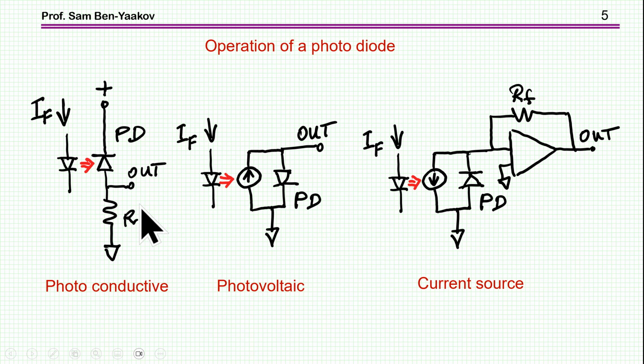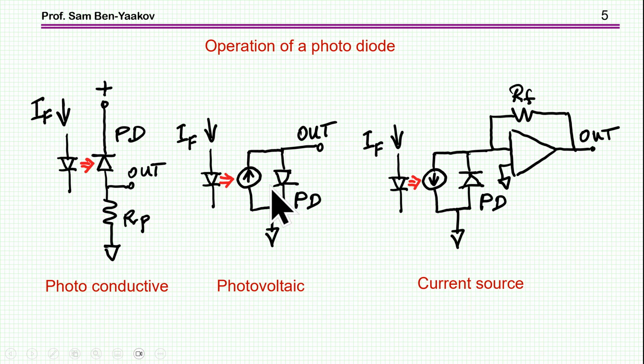the signal. One is the so-called photoconductive arrangement, in which the photodiode is reverse biased, and then when the light is impinging on the junction, charge carriers are generated, and therefore you'll have a current which is a function of the current passing through the LED.